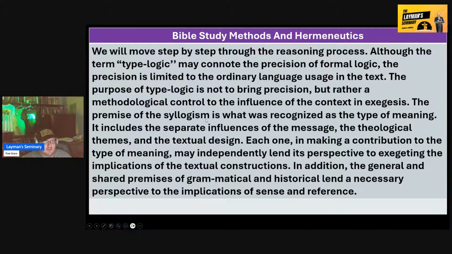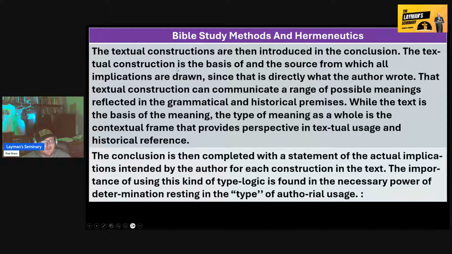The premise of the syllogism is what was recognized as the type of meaning. It includes the separate influences of the message, the theological themes, and the textual design. Each one, in making a contribution to the type of meaning, may independently lend its perspective to exegeting the implication of the textual constructions. In addition, the general and shared premise of grammatical and historical lend a necessary perspective to the implications of sense and reference.